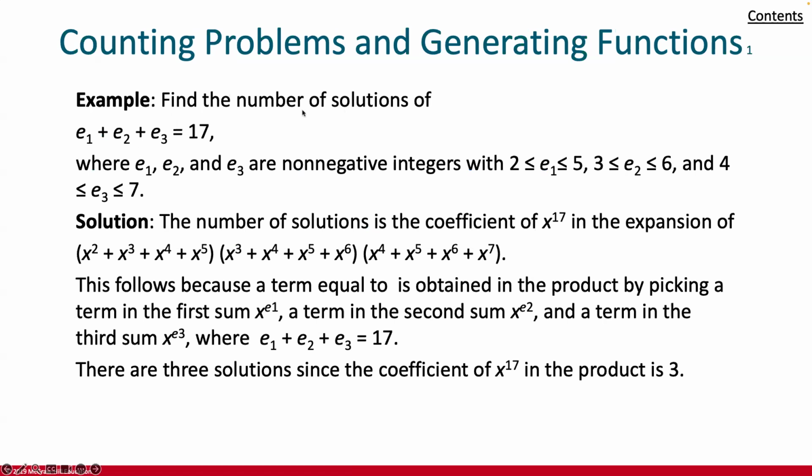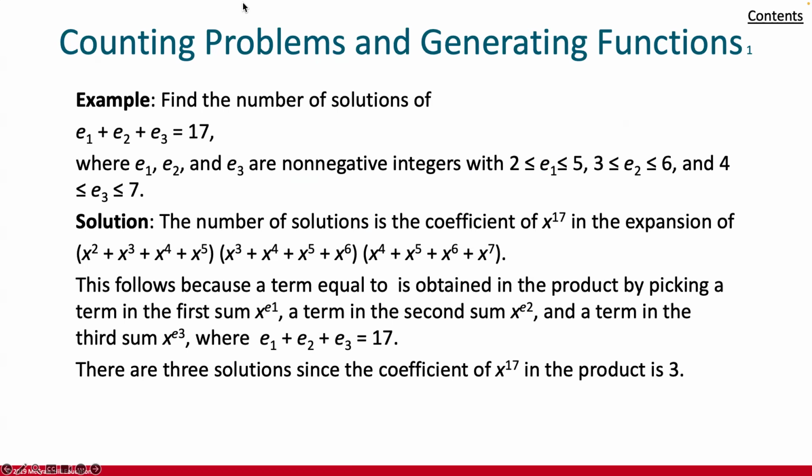So in terms of counting problems and generating functions, find the number of solutions of E1 plus E2 plus E3 equals 17, where E1, E2, and E3 are non-negative integers with 2 less than or equal to E1 less than 5, 3 less than or equal to E2 less than 6, 4 less than or equal to E3 less than or equal to 7. And so here is a summary of what we have there that you can look over.